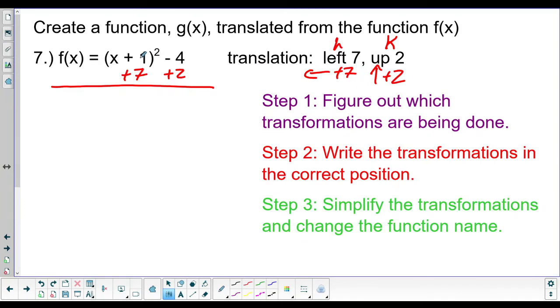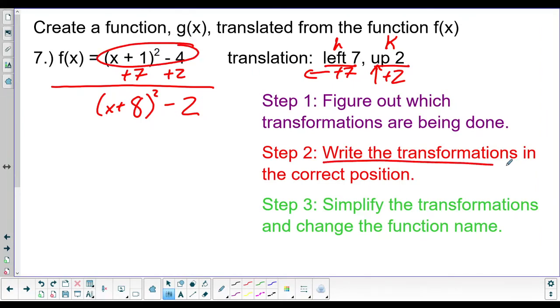So 1 plus 7 is going to be 8. So we put x plus 8 squared. And then negative 4 plus 2 is negative 2. Now this equation has been moved left 7 and up 2 from this equation.